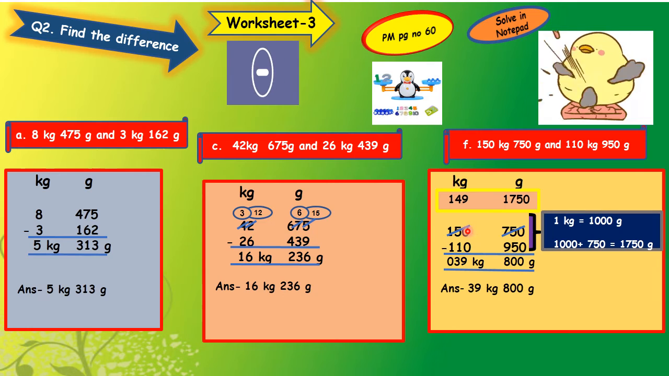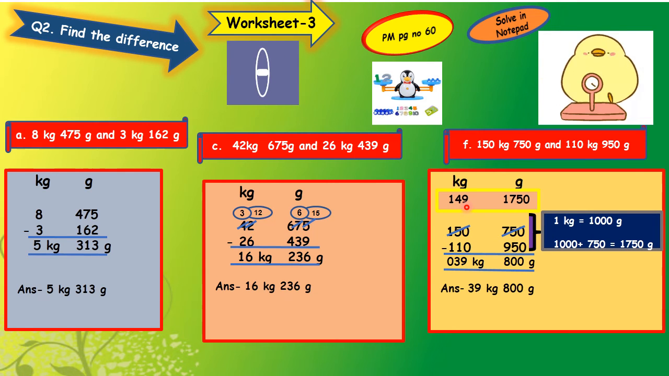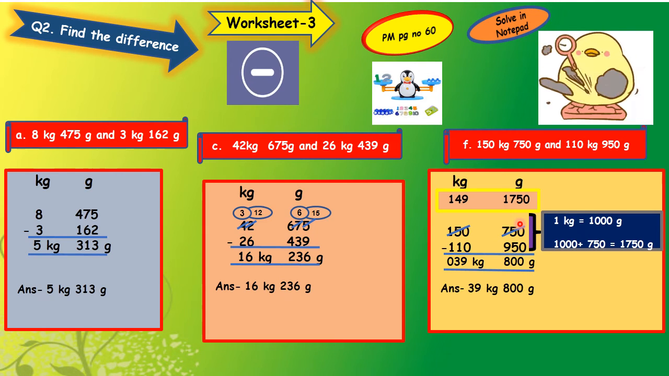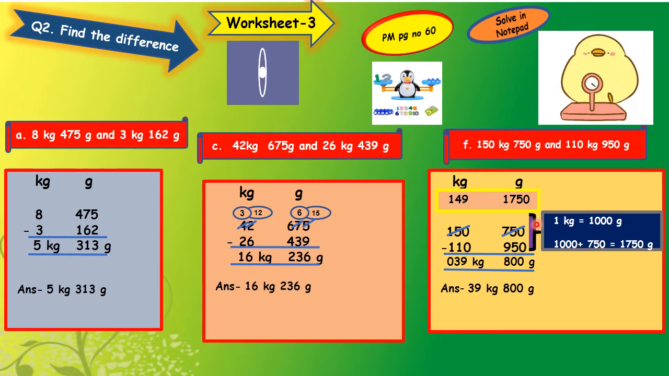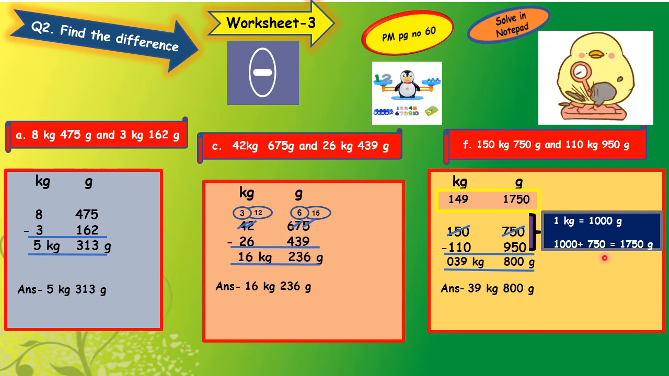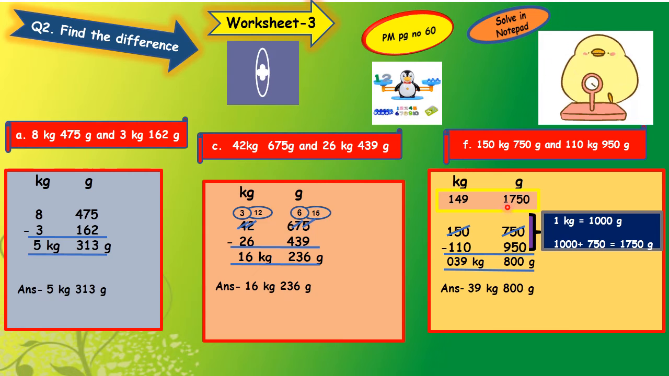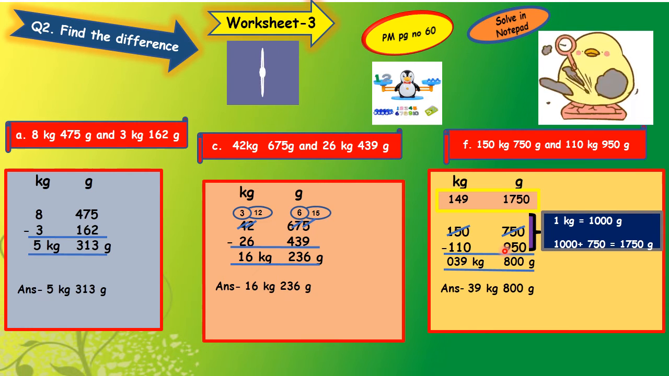So this 150 will be 149 now, as it has given 1 kg to this 750, and as 750 has taken 1 kg, that means 1000 gram. So 1000 plus 750, that is equal to 1750 grams. Now we shall subtract 1750 grams minus 950 grams, that is equal to 800 grams.